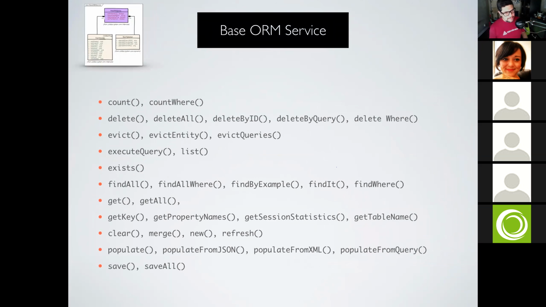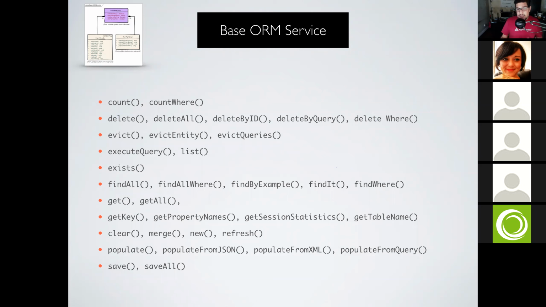Tons of methods. I'm not going to go through all of them. I'm just going to go through all the new stuff that we added in cborm 2 in a little bit. But you have the ability to do counts, to count wheres. You have the ability to do delete all, delete by ID, delete by query. You can do evictions from the first level cache, eviction from the secondary cache. You can actually do HQL queries in a nice way. You can do existence checks. You can do dynamic finders. You can do getters. And the difference between finders and getters is that getters usually deal with primary keys. So you can say get, get or fail, get all.